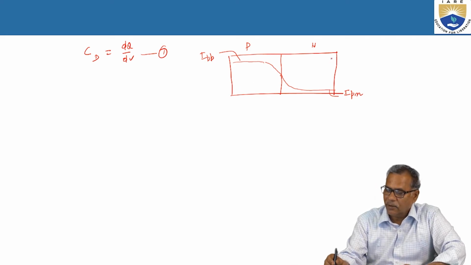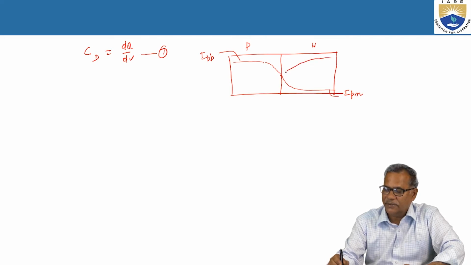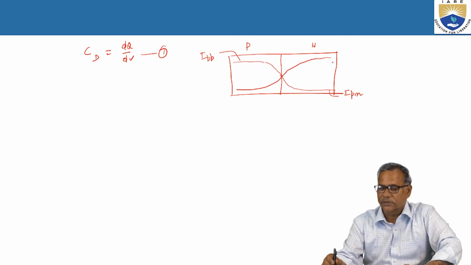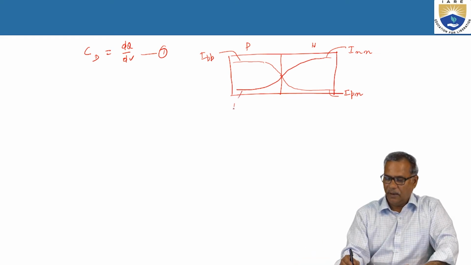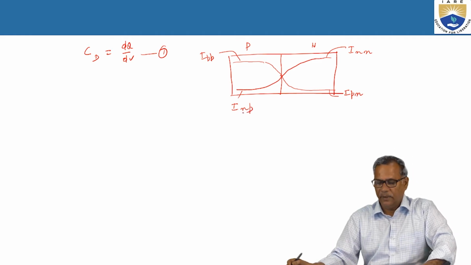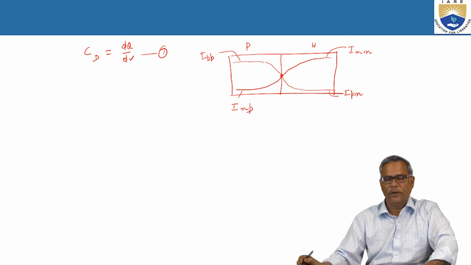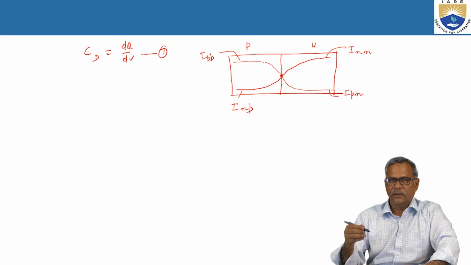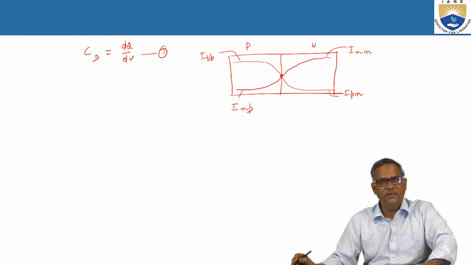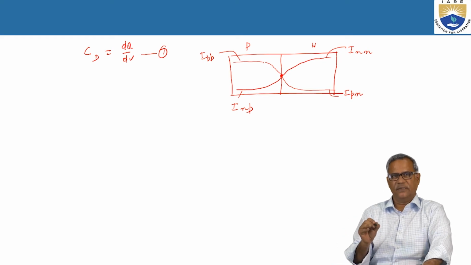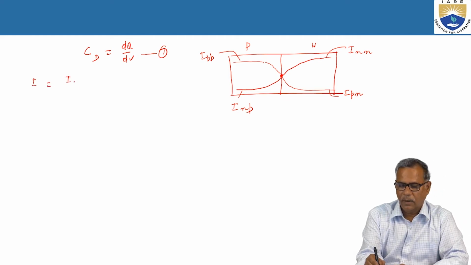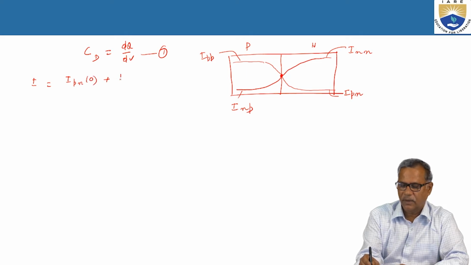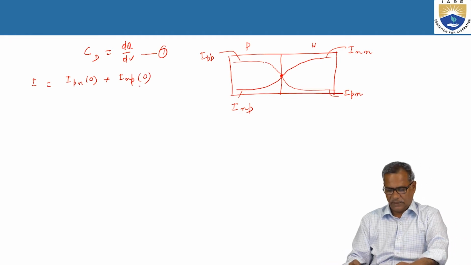Similarly, the electron current is more in the N-type region, and as we travel towards the P-type region it is going to reduce. This is called INN, that means the electron current in the N region, and this is INP, the electron current in the P region. The current due to holes and electrons at the junction is denoted as IPN0 and INP0. When we add these two, we get the total current at the junction. So I is equal to IPN0 plus INP0.